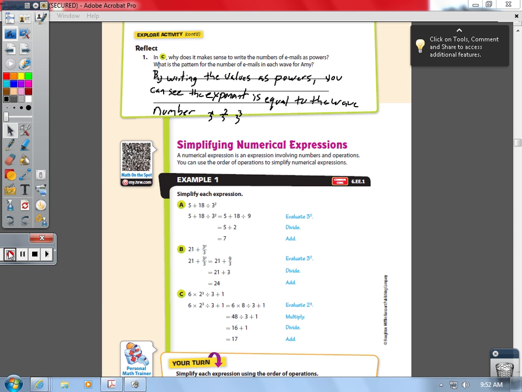So for reflect, in C, why does it make sense to write the number of emails as powers? What is the pattern for the number of emails in each wave? By writing the value as powers, you can see the exponent is equal to the wave number. So wave number 1, 3 to the first power, we knew we sent out 3 emails. Wave number 2, 3 to the second power, we knew we sent out 9. Using that, 3 to the third power would mean that it'd send out 27 emails in wave number 3.